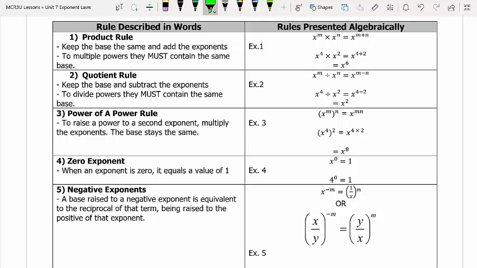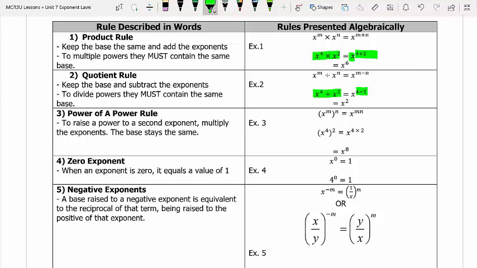Some quick rules that you would have learned in grade 9. The product rule tells you how to multiply powers with the same base. So remember, when you're multiplying powers with the same base, you keep the base and you add the exponents. Quotient rule tells us how to divide powers with the same base. So when you're dividing powers with the same base, those both have an x as a base, you keep the base and then you subtract the exponents.